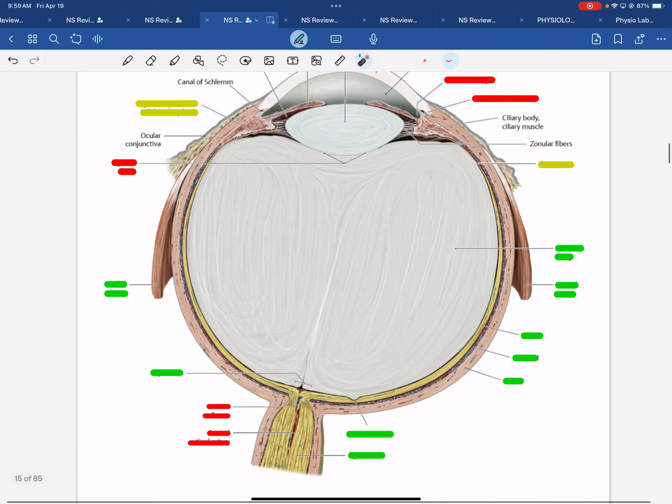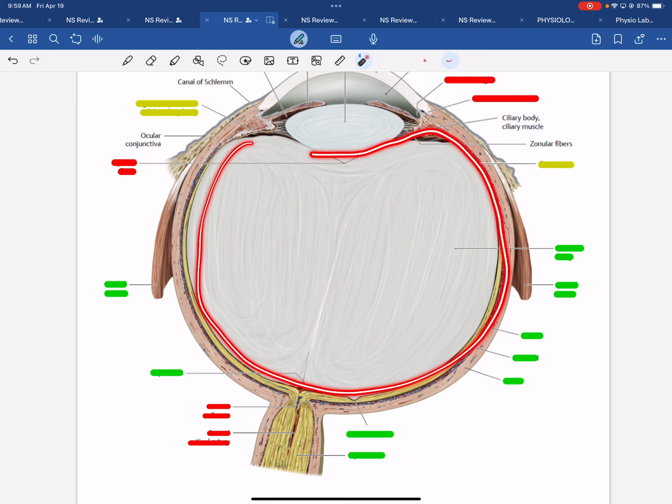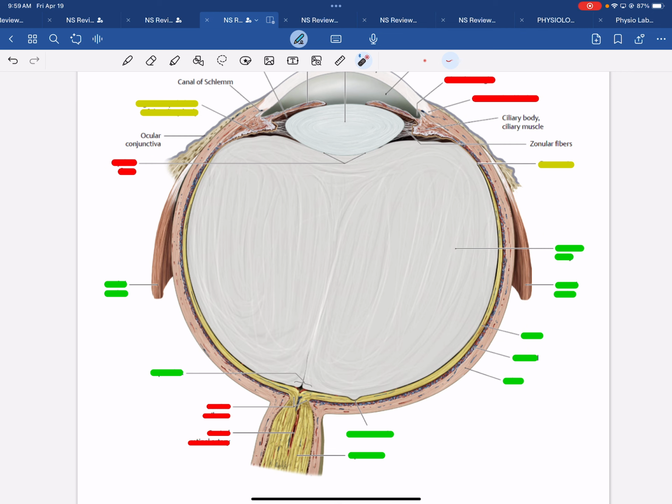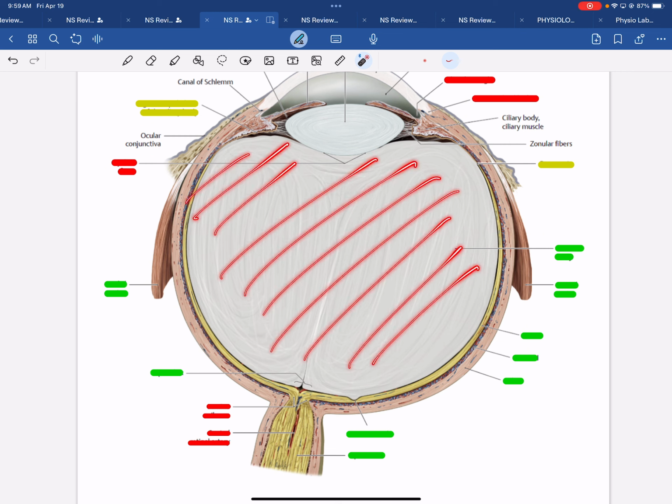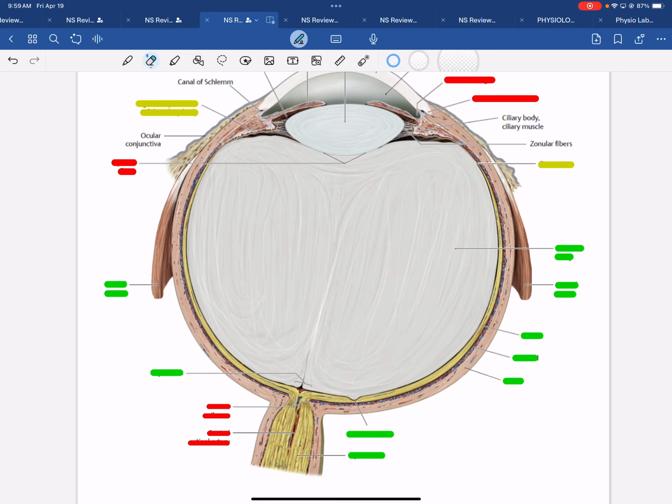All right, let's keep going. What is this space? The posterior cavity. Okay, and what is this within the posterior cavity? Vitreous humor, good, or the vitreous body. What does the vitreous humor do? It maintains the shape of the eye. Good.